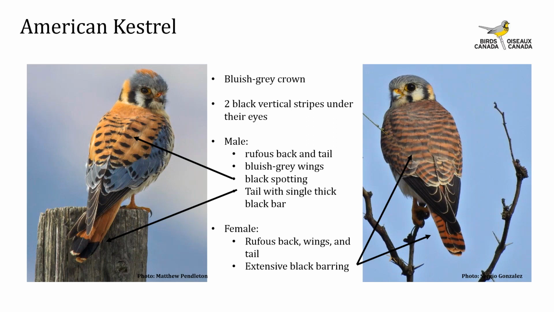The sex can be determined most easily from the back. The males have a rufous-colored back with bluish-gray wings with black spotting. Their tails are rufous-colored with one large thick black bar at the end of the tail. Females have a rufous-colored back, wings, and tail with extensive black barring all over.